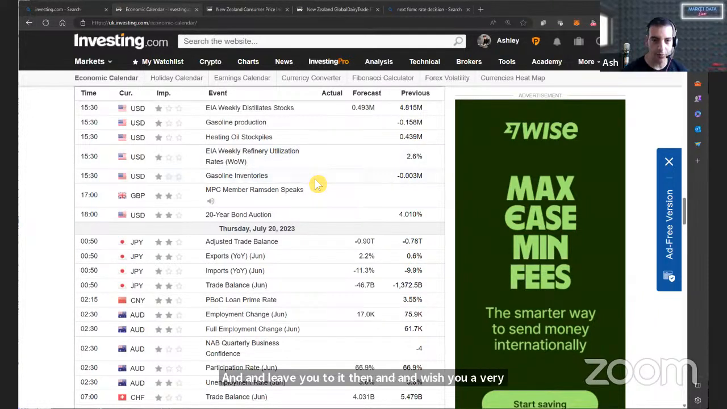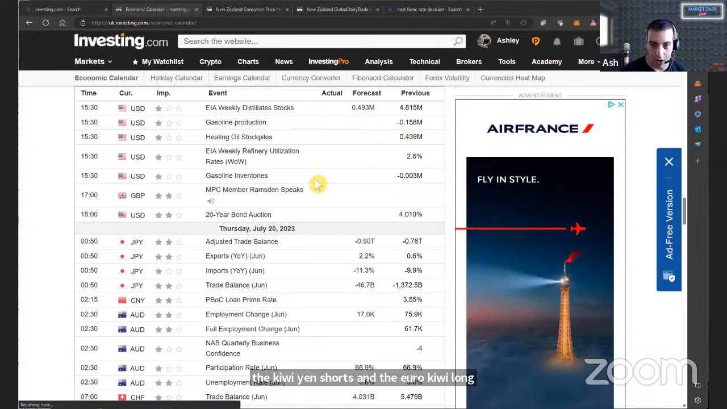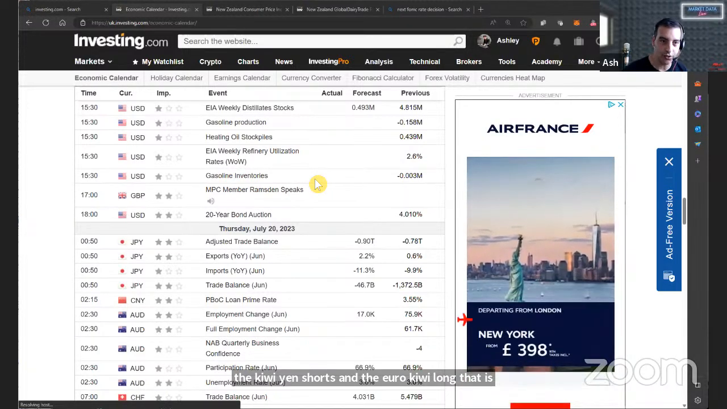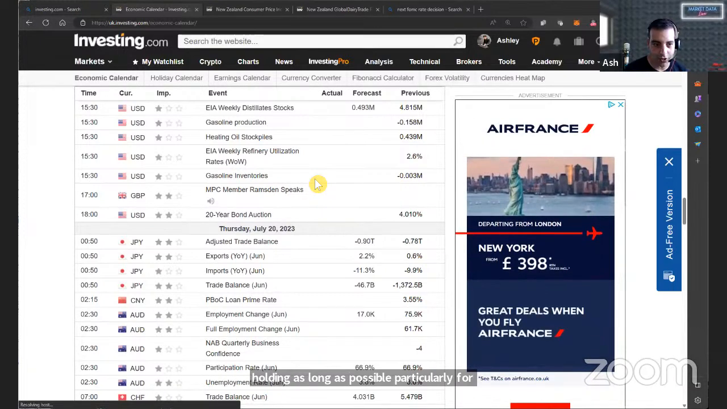Just to reiterate, I'm currently looking at the Kiwi yen short and the euro Kiwi long. That is where my analysis would take me for this week, and holding as long as possible, particularly for the euro Kiwi.